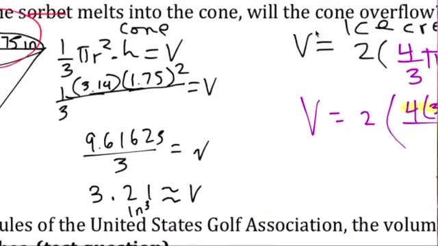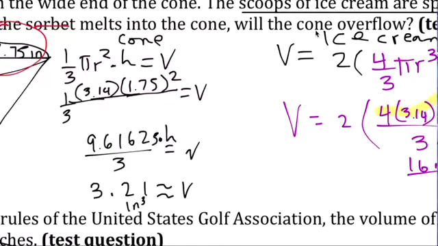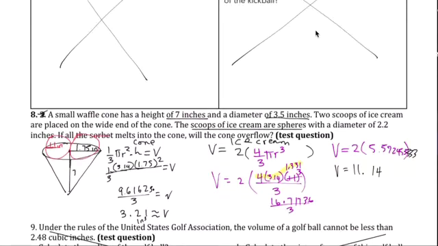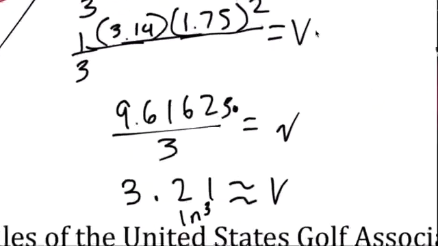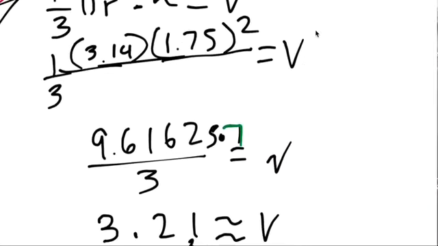Oh, I forgot to times the height. The height is 7. We'll go back and see. The volume is 11.14, okay? I need to go back and times the 7. Why so little? I forgot to multiply by 7. Oh my gosh, can you believe that? Not unbelievable. 61625 times 7, and then divided by 3.